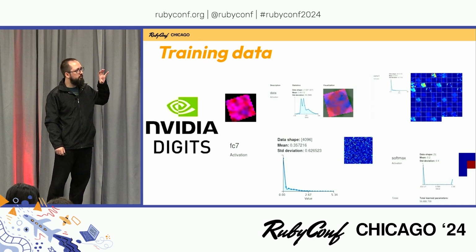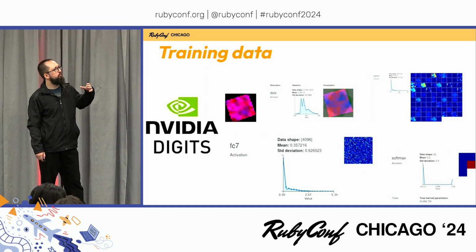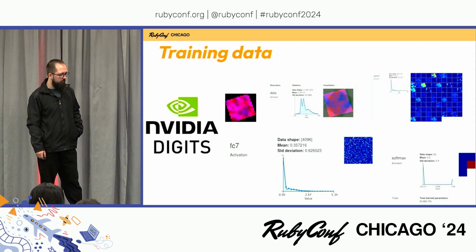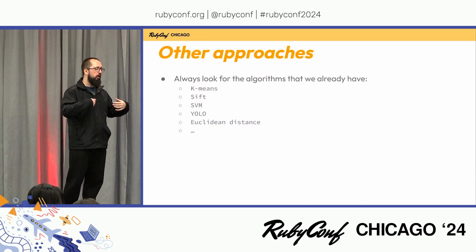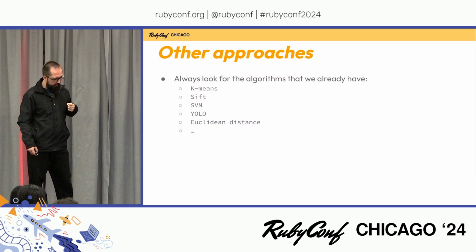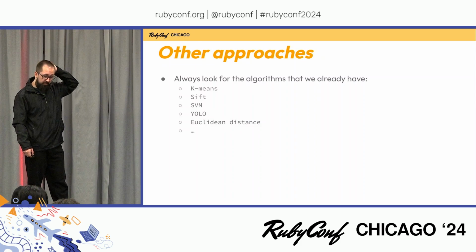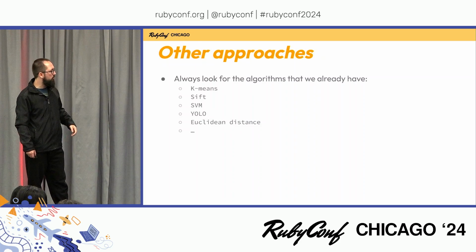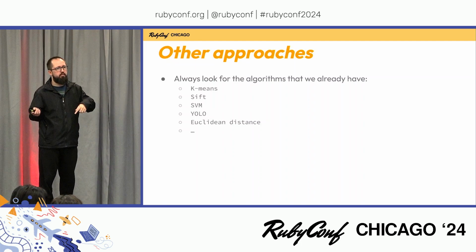So for such a task, we use NVIDIA DIGITS. It's a platform built by NVIDIA, and it's not only for Caffe. You can use it with TensorFlow and other projects to do that. Okay, so I showed you deep learning and some algorithms that you can use. But in academia, we also have a bunch of other algorithms, like K-means, SIFT, SVM, YOLO, which is another kind of deep learning, and also basically Euclidean distance.